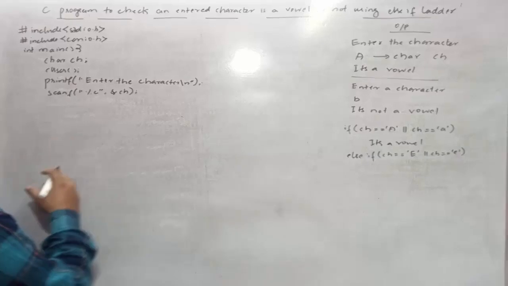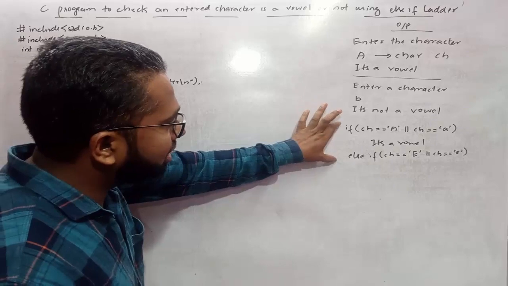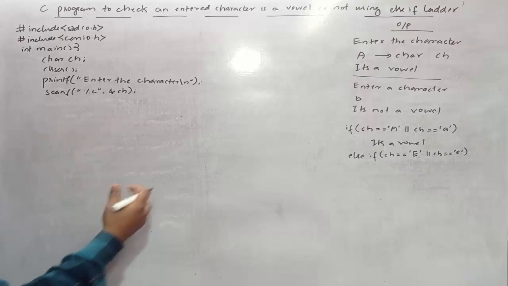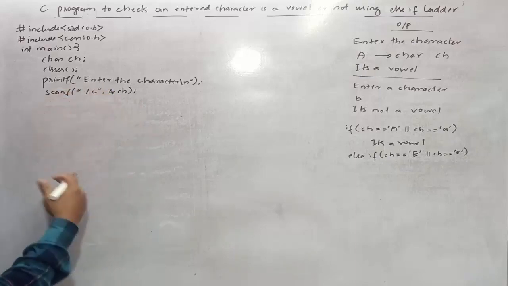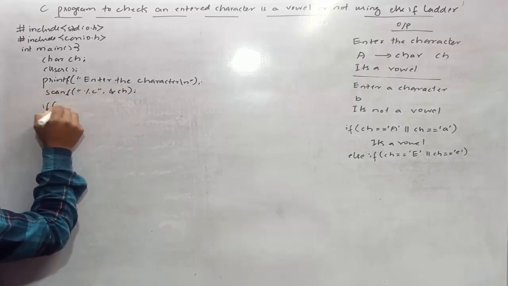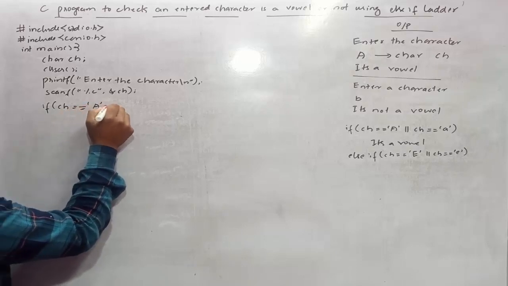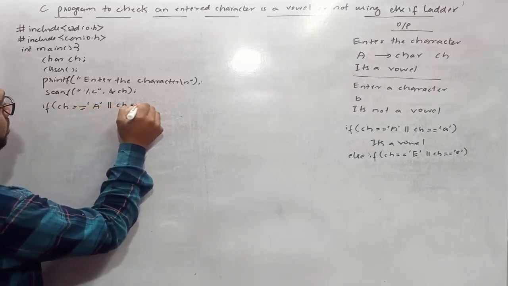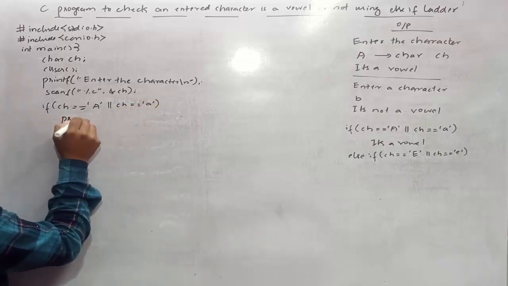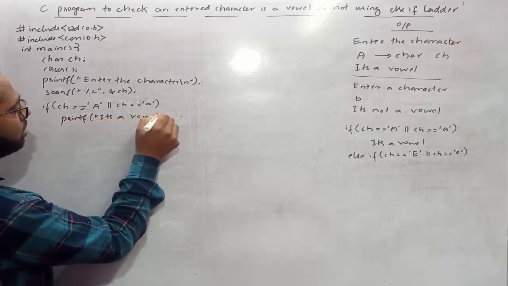As you can see here, I have already written some of the code, and I just need to include this piece of code in this program. Here I have already asked the user to enter the character, and I have stored that character inside this ch variable. So I will use if ch is equal to capital letter A or ch is equal to smaller letter a, then printf, it's a vowel.